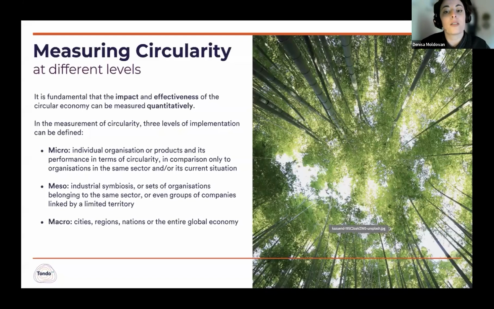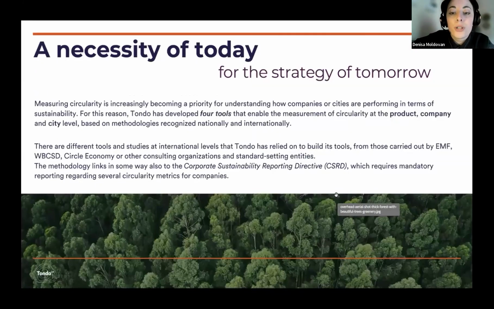The micro level, this focuses on individual products and companies. The meso level, which considers industrial symbiosis, looking at sets of organizations belonging to the same sector or a group of companies linked by the same territory. And finally, the macro level. At this scale, we examine circularity within cities, regions, and also entire nations in order to develop strategies that support systemic change. But why is measuring circularity so crucial?